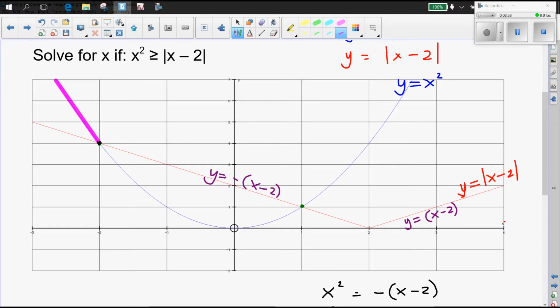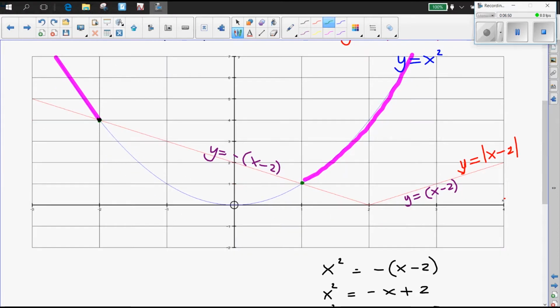Similarly, if we look at all values of x greater than 1, we have that the y values of your parabola are again larger than the y values of your absolute value graph. So the solution to this inequality would be x must be smaller than or equal to negative 2, or x must be greater than or equal to positive 1.